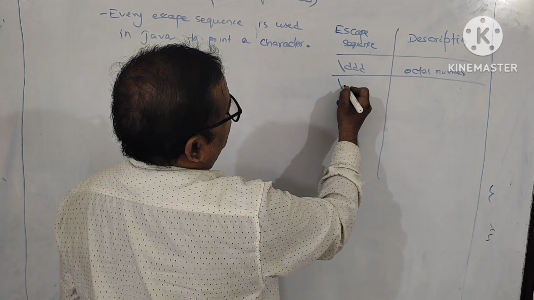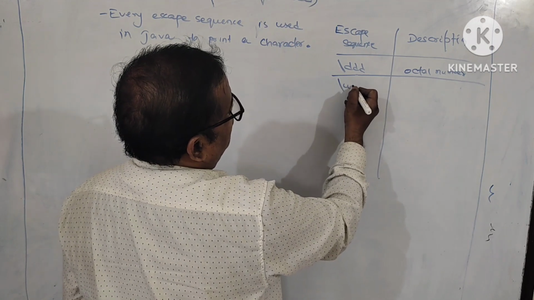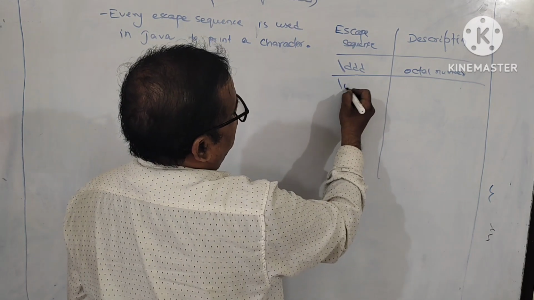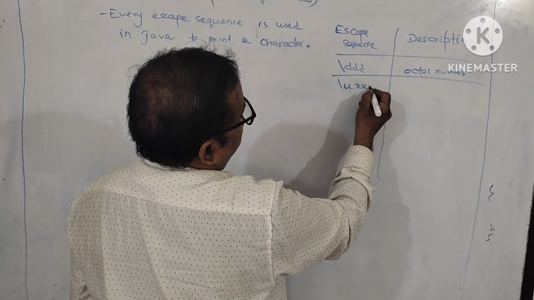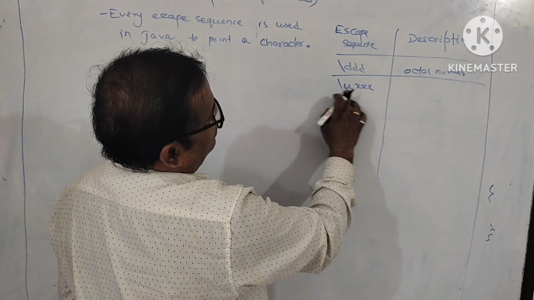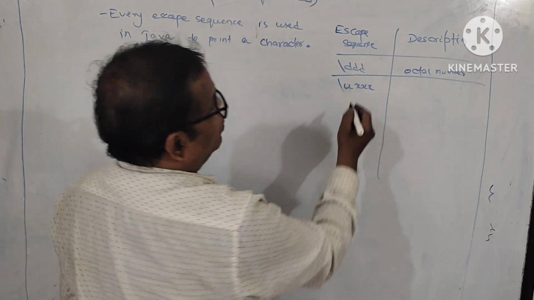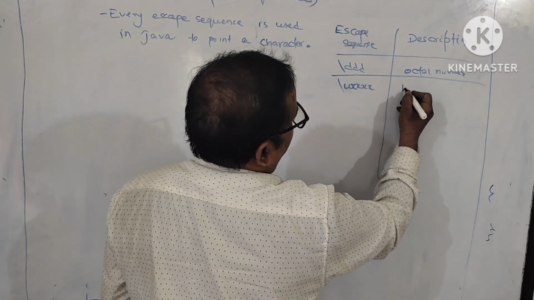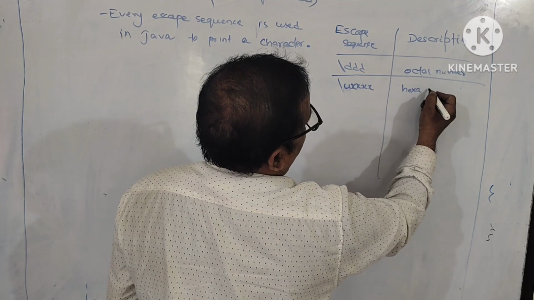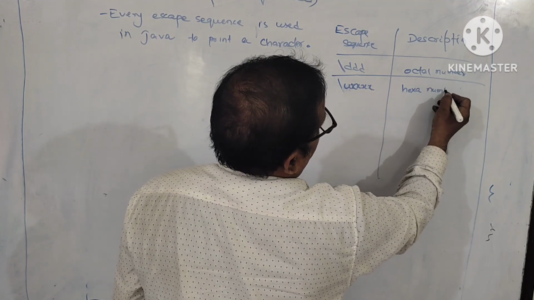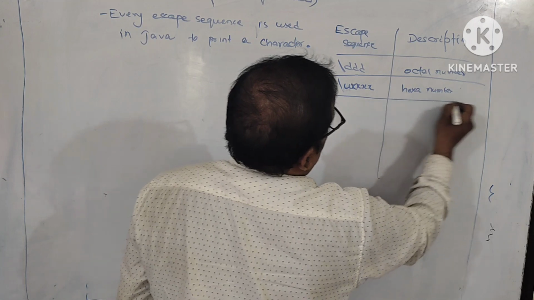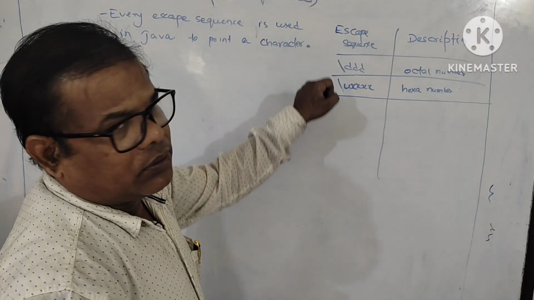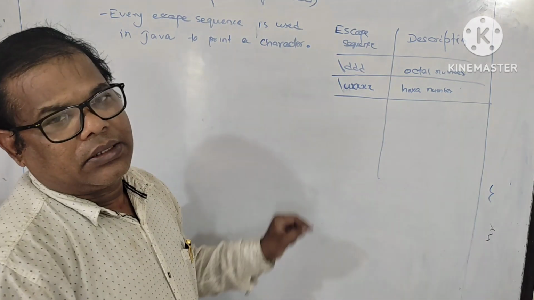Now let us take another escape sequence, which we could write here as backslash u followed by X, X, X, X. There is no space here, although I am writing it this way. What is this? This stands for the hexadecimal number. This is for hexa. Again, I am repeating that these are all escape sequences to print a character.